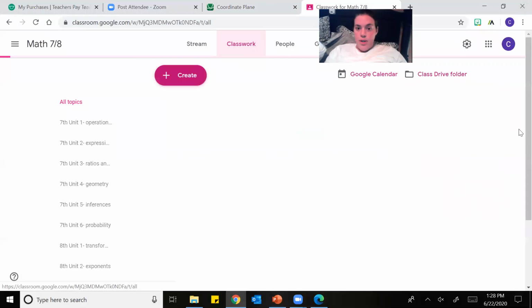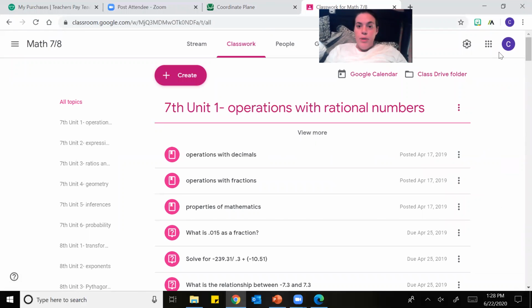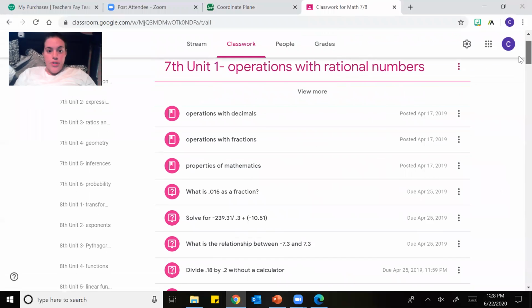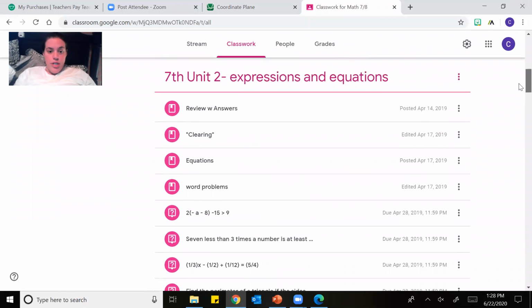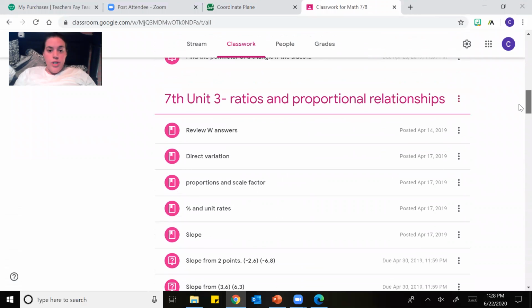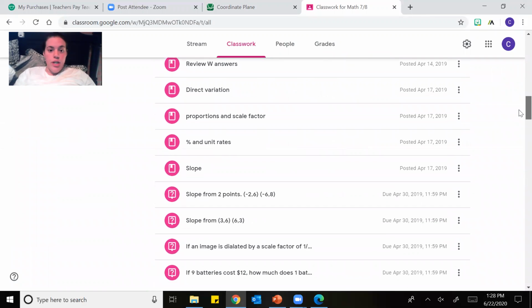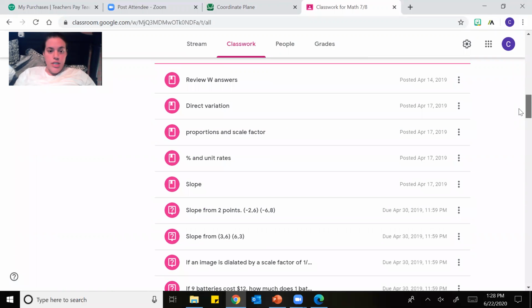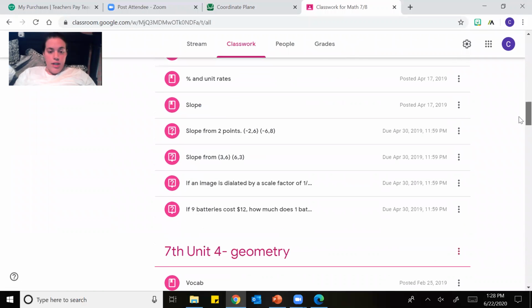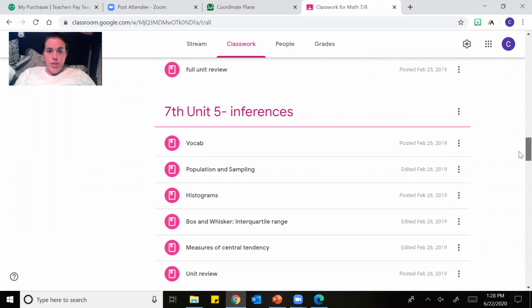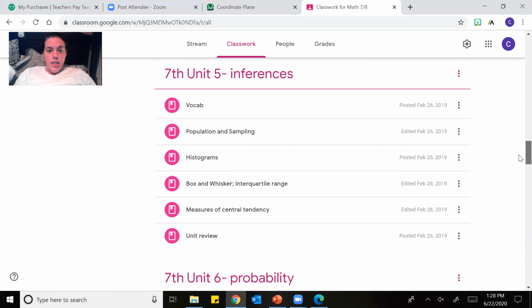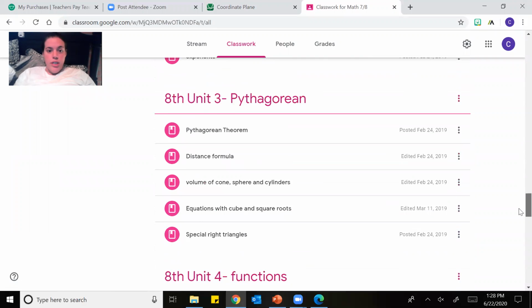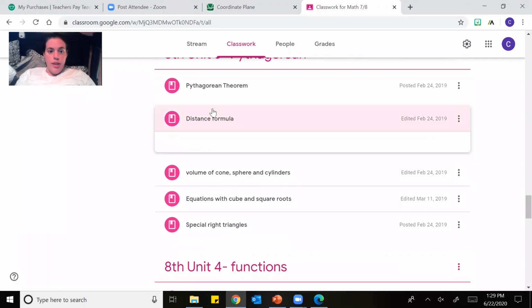And here's all of the classwork again. Let me just show you. Here are examples and keys for help, operations with decimals, fractions, expressions and equations, ratios and proportions, finding slope, dilations, proportions and scale factors, geometry, probability, exponents, Pythagorean, distance formula right there.